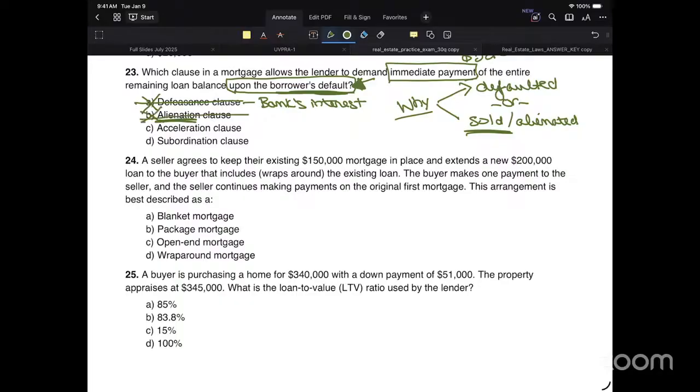C, acceleration clause. I'm pretty sure that's the right answer, but let's hold off and make sure it's correct. Or D, subordination clause. Well, that's not it. We know the subordination clause basically is the bank saying, all other liens need to come after us. Not tax liens, not state tax liens, property tax liens, but all other liens need to come after us. That's the subordination clause. So our answer is our favorite song.